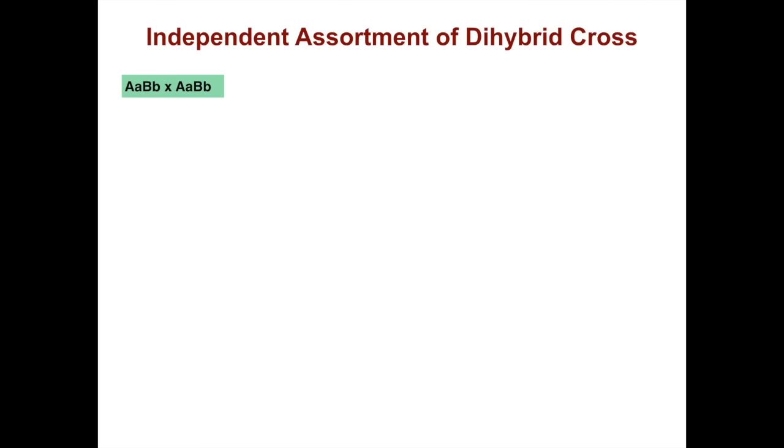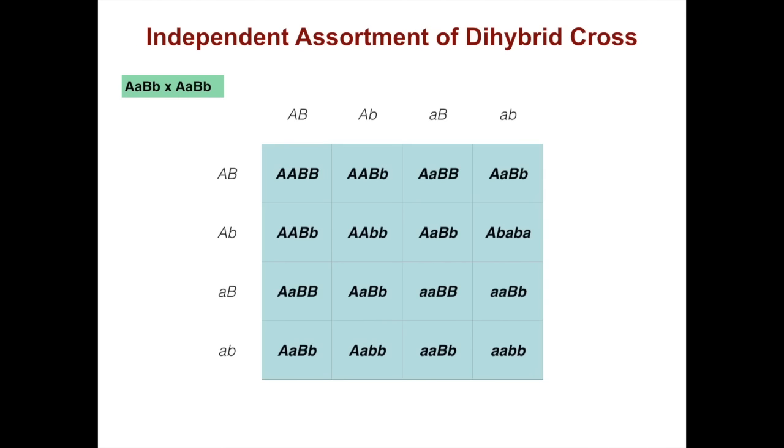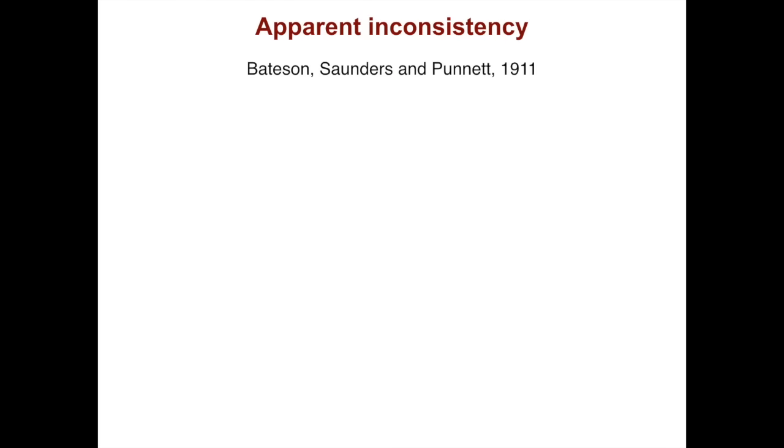Let's say you have 2 flies, each heterozygous for 2 different genes, and each carries a dominant version of one of the alleles and a recessive version of one of the alleles. When you do the Punnett square for a dihybrid cross, which is what you would need to do here, these 2 genes would independently assort. These are the genotypes you would get in the next generation. And this is the phenotypic ratio you would see, 9 to 3 to 3 to 1. Now, this doesn't always occur.